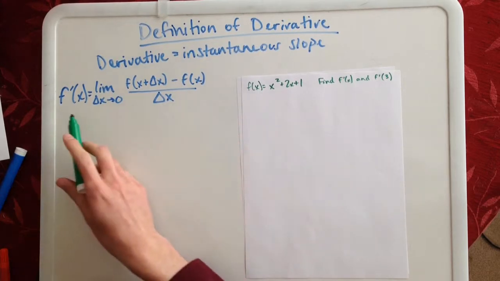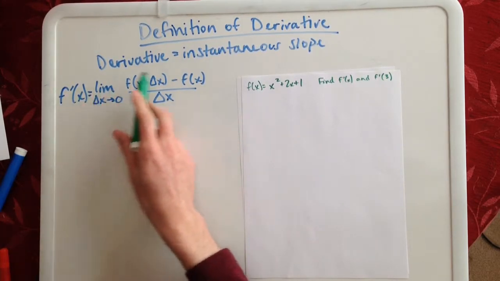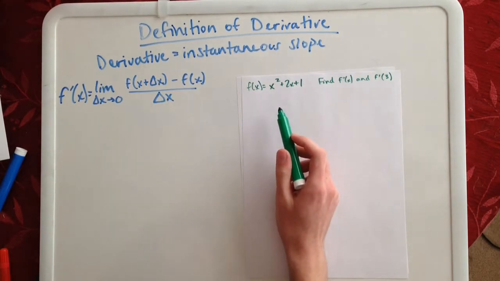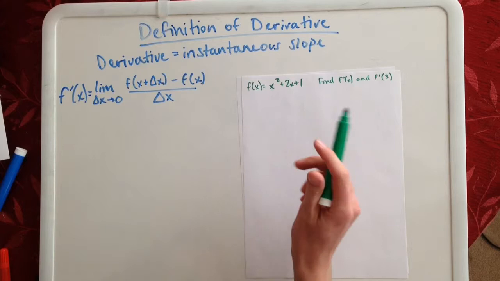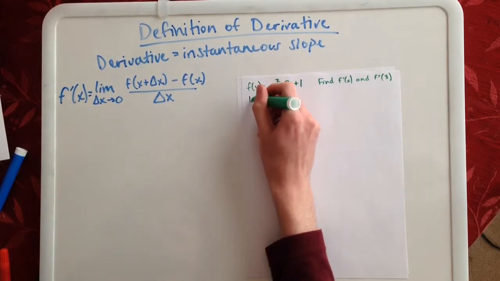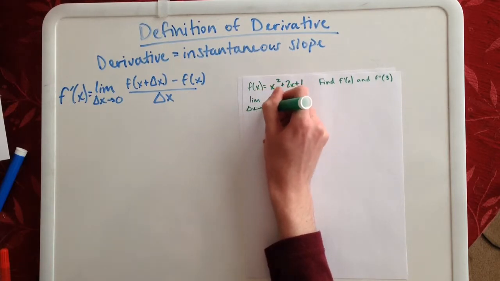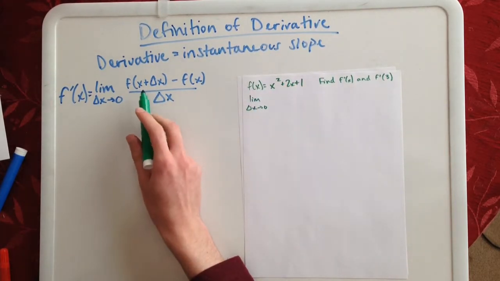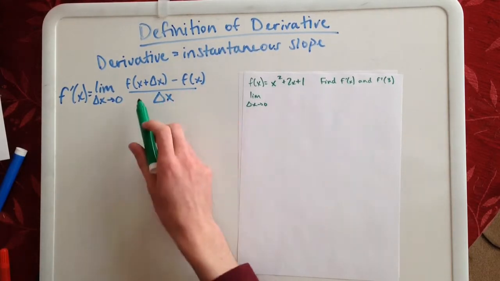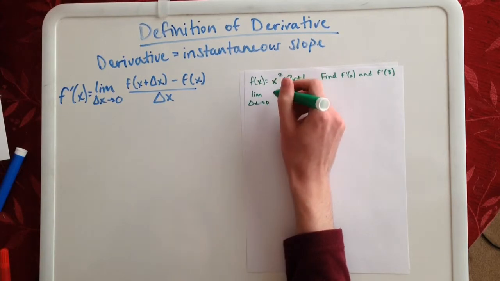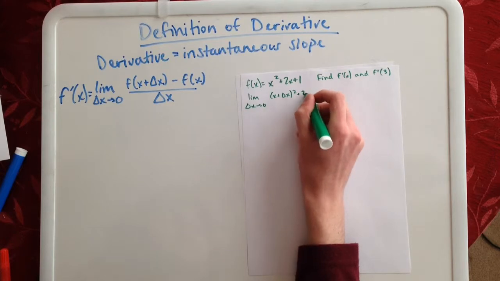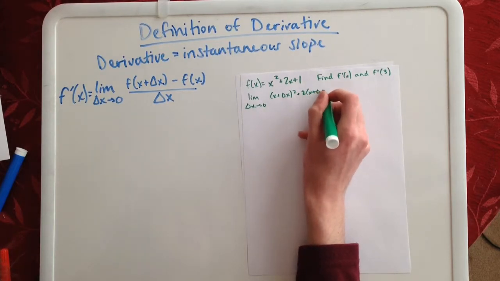So to do this, it's going to be just like the last problem. We're going to use the definition of the derivative by limits, and then we're going to simplify it until we get a single function down. Okay, so the limit as delta x approaches 0 of f of x plus delta x. That means we substitute all the x's here. We put x plus delta x there. So x plus delta x squared plus 2 times x plus delta x plus 1.